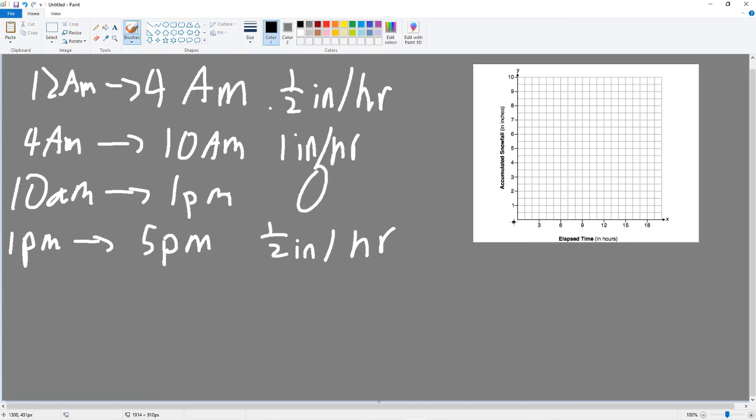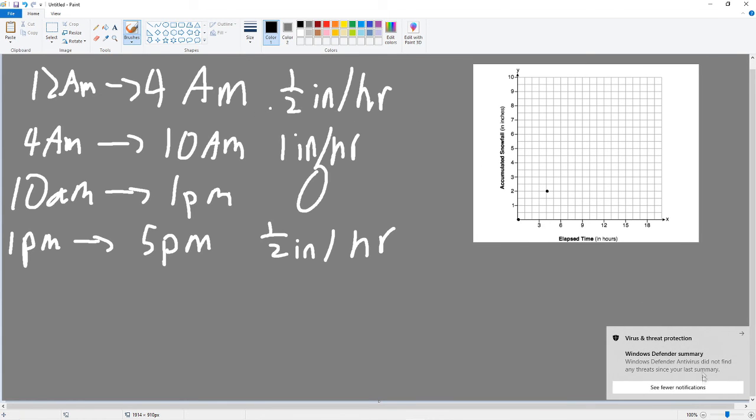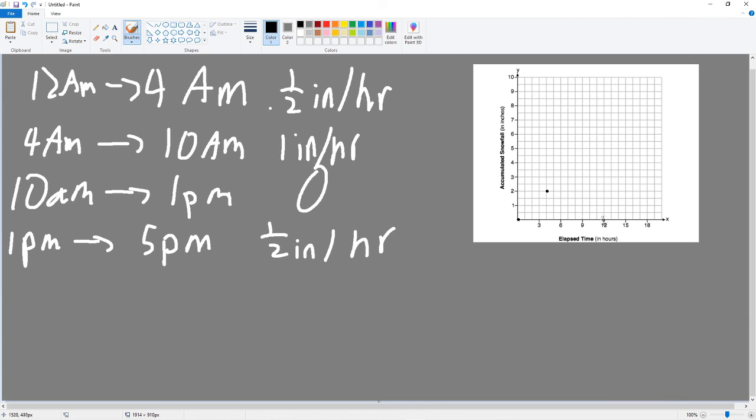So at 0 elapsed hours, it's obviously 0. By 4 hours, how much has it snowed? It snowed 2 inches, because it's 1/2 inch per hour for 4 hours. So at 4 hours, it's going to be 2.